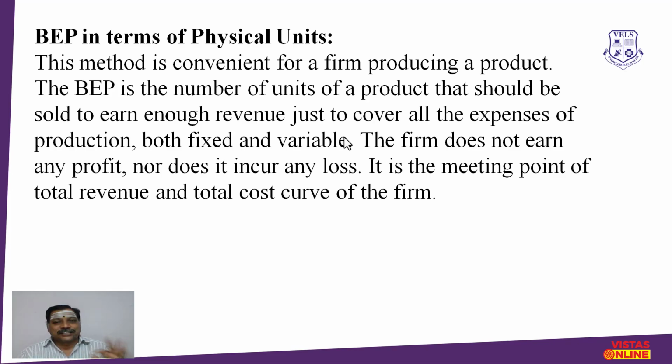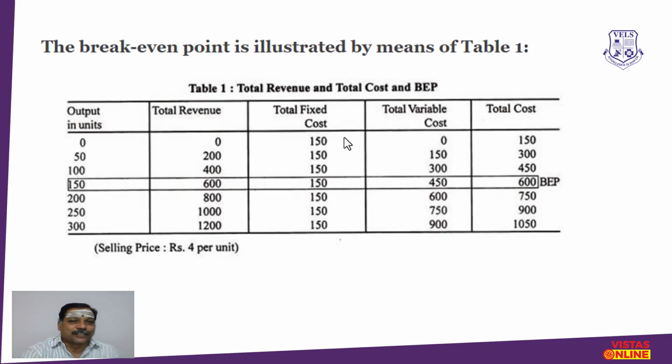In terms of physical units, we have to say how much expenditure we have made for that particular production. There are some expenses related to the fixed cost, some to the variable cost. That total cost should be compensated by the sales value. This is the BEP in terms of physical units. Now let us explain with a table.